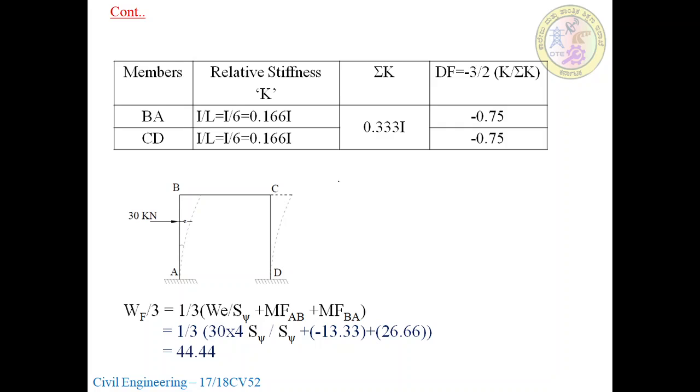Here you have to calculate the distribution factor, which will be minus 3 by 2 into K by summation of K. This step is very important. While you have sway forces or horizontal forces, sway will be affected. So keep in mind, in the multiple choice questions also, these types of questions will be given to you. In the sway analysis, what should be the distribution factor? You should say minus 3 by 2 into K by summation of K. It will apply only for the vertical members BA and CD, AB and CD, not for BC.